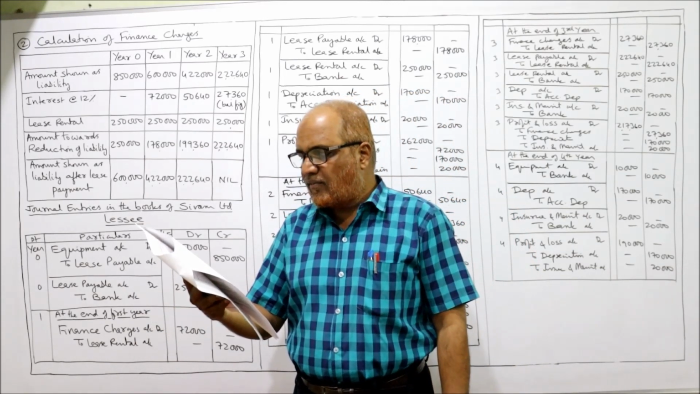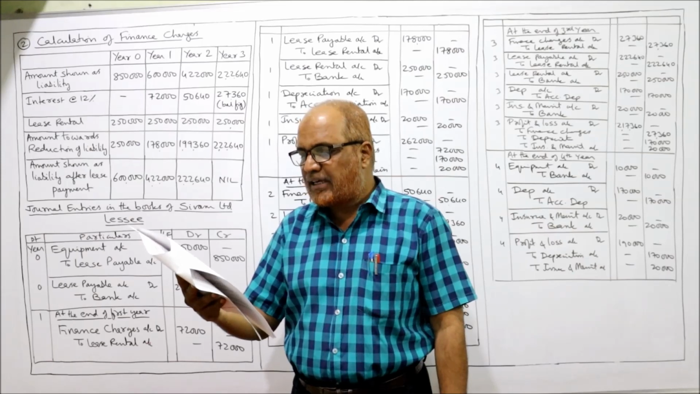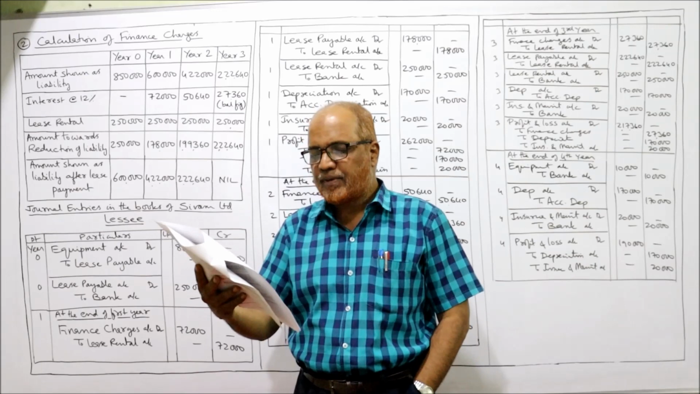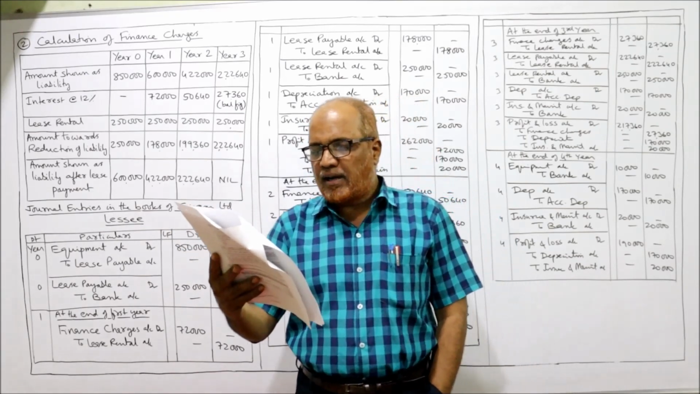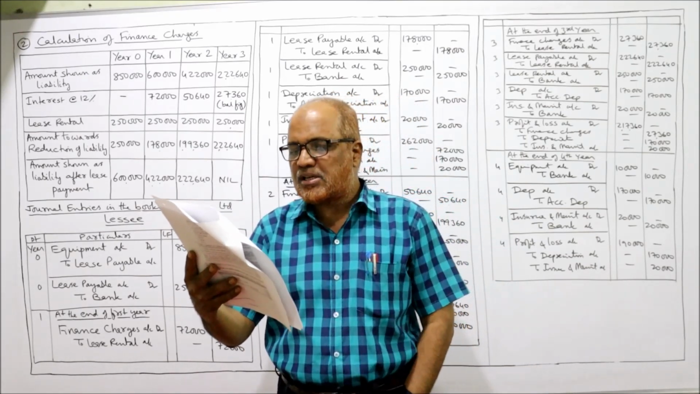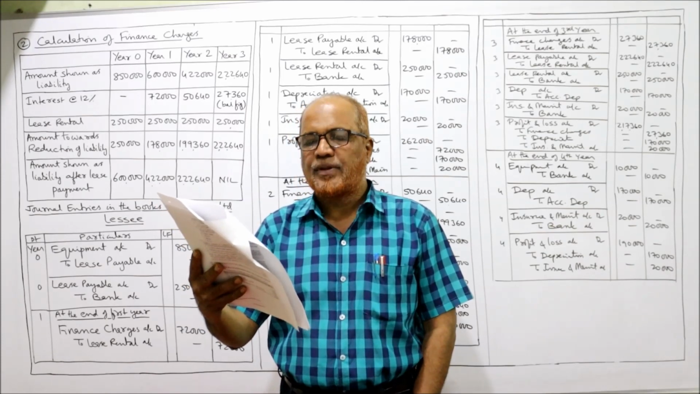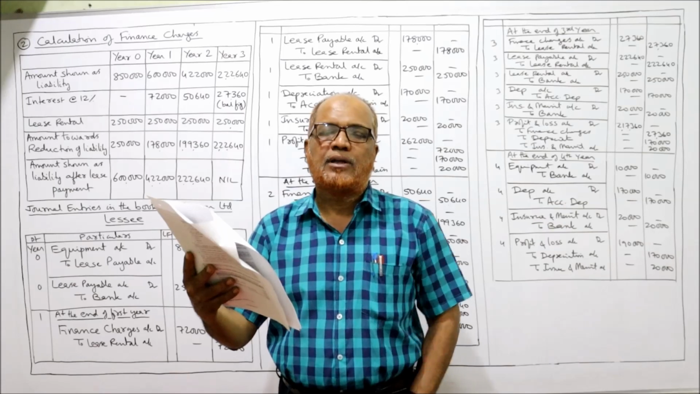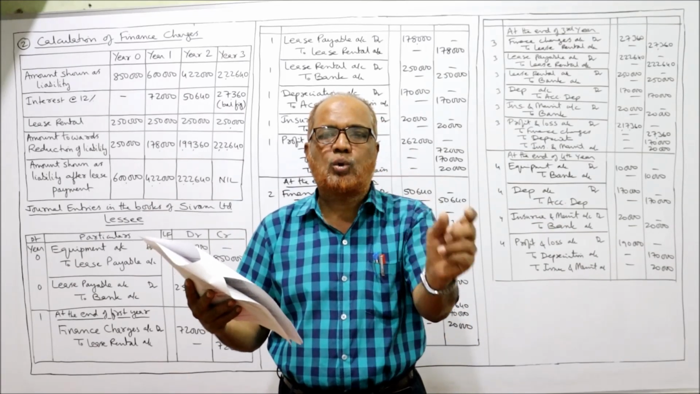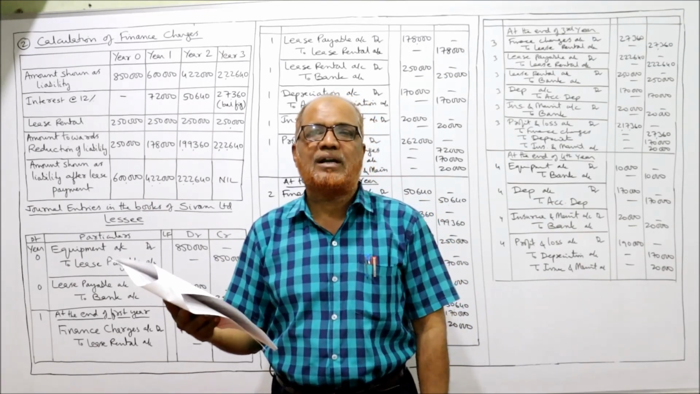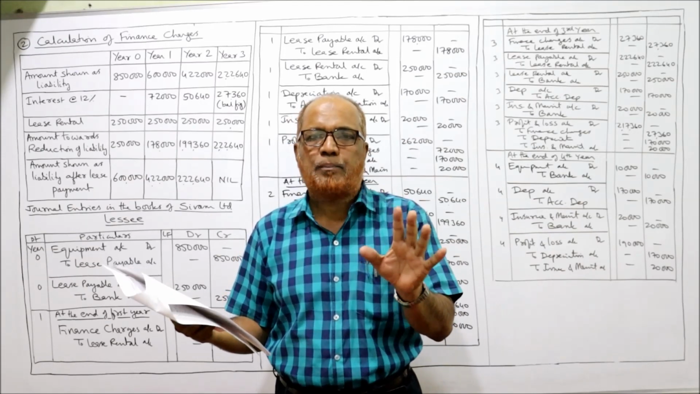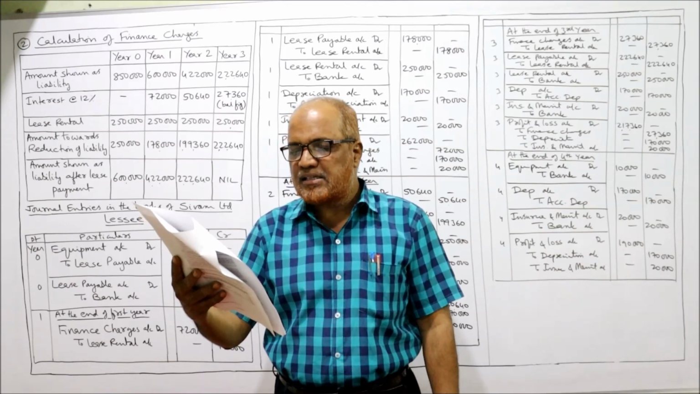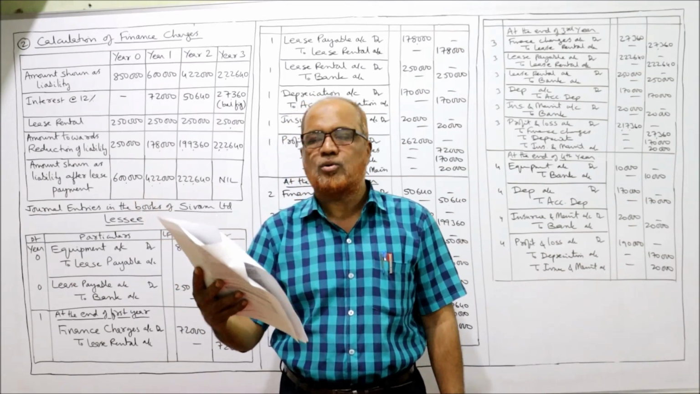Then the residual value at the end of the period is estimated to be 10,000 rupees and the lessee has the option to buy the equipment at this value. Depreciation is to be provided at 20% on the straight line method. So 8,50,000 is the cost, 20% is the rate. 8,50,000 into 20%, 1,70,000. That is the annual depreciation. Every year it remains constant. Insurance and maintenance expense per year are estimated to be 20,000.